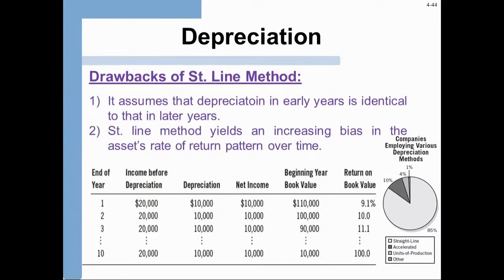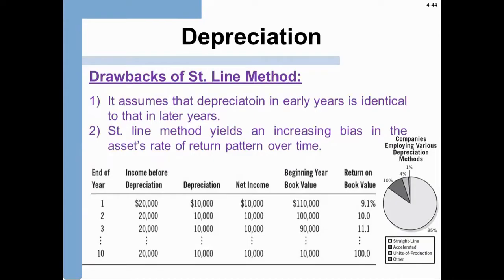Some drawbacks of the straight line method. The first drawback of the straight line method is that it assumes that the depreciation in early year is identical to the depreciation in the later years, which is actually not true, because in the early years of the plant or machine, the depreciation is less as compared to the later years.